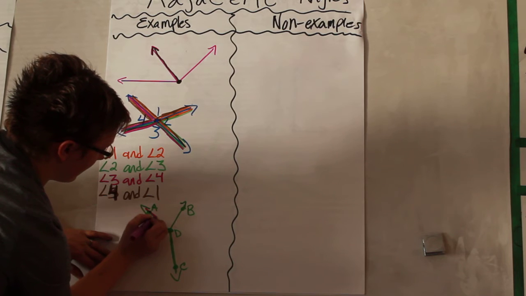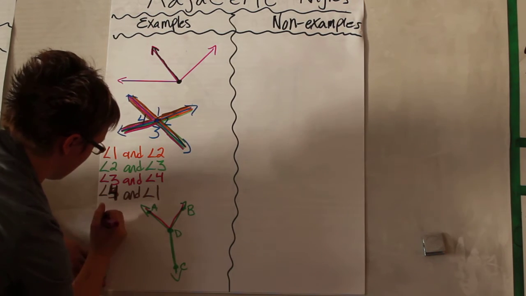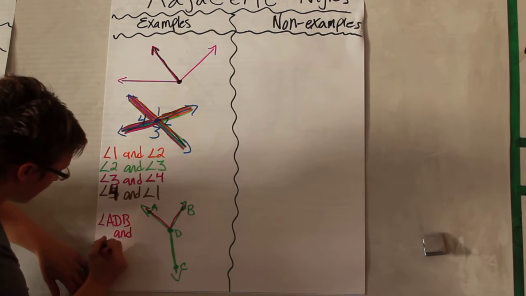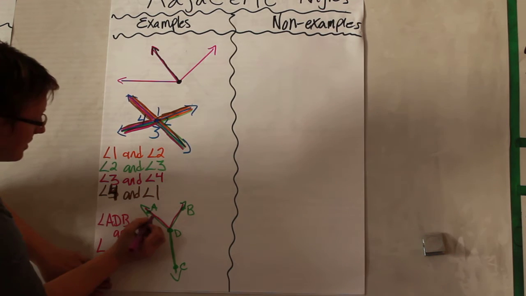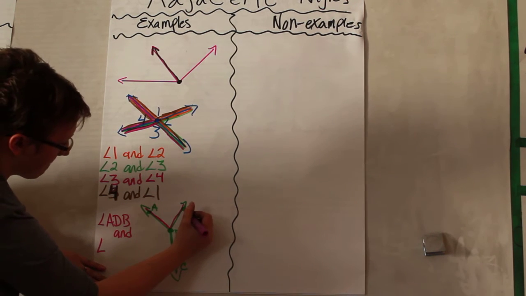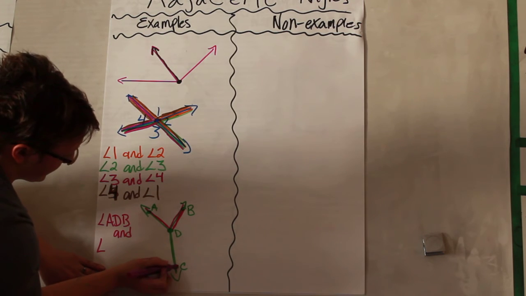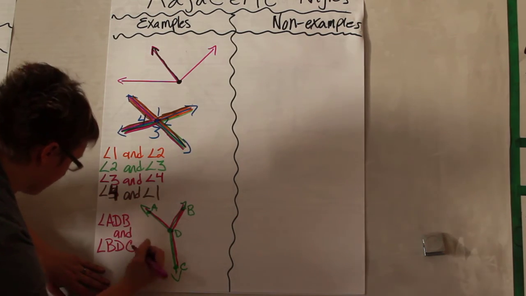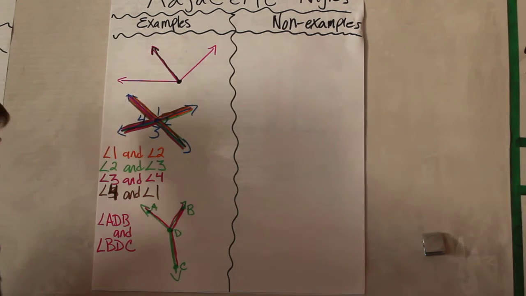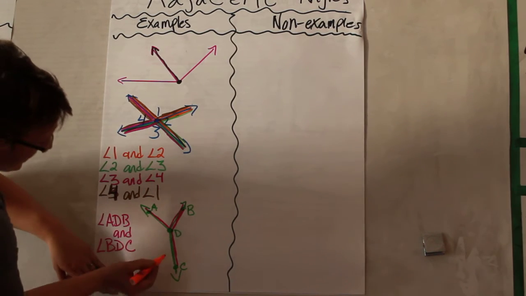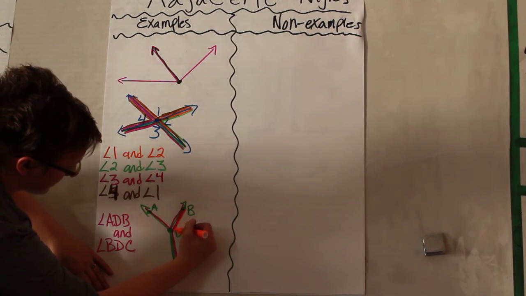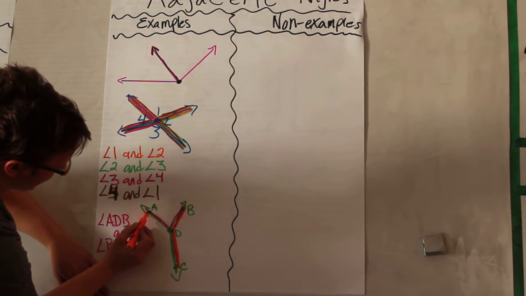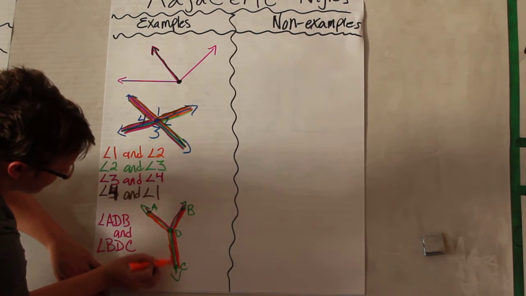We're going to have angle ADB and angle, remember that's the angle sign, that's not an L, and angle BDC. Now, angle BDC also shares a side with angle ADC.